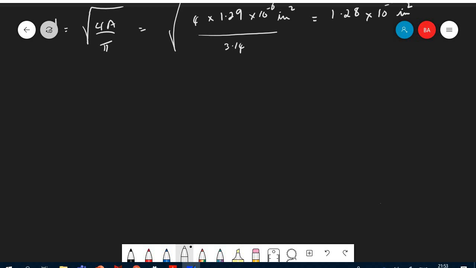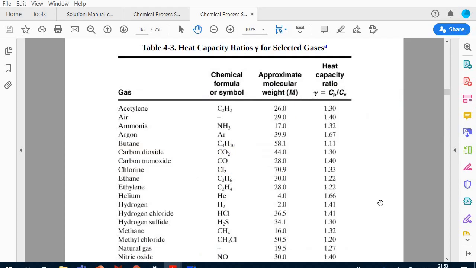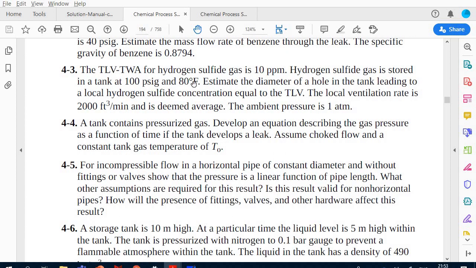Okay, great. So that was the answer for 4.3.